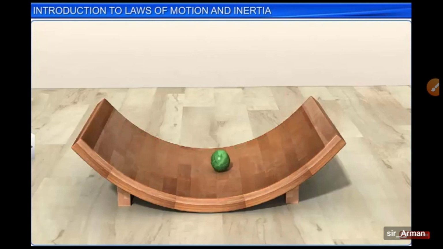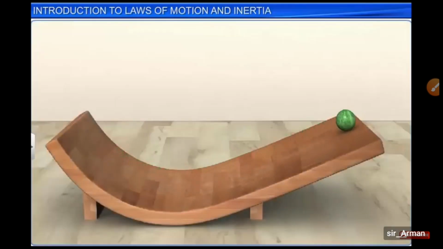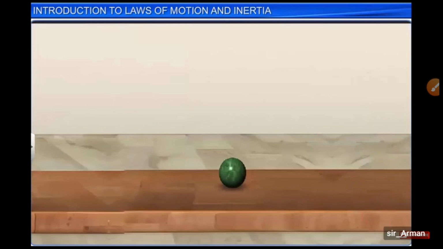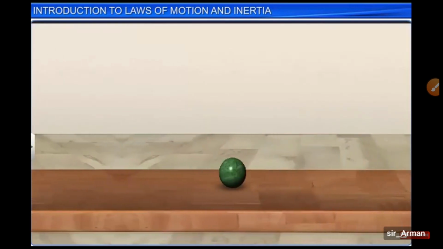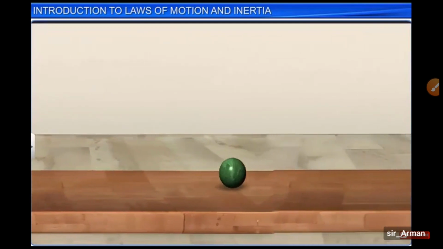Now, if the angle of inclination of the right side plane were gradually decreased, then the marble would travel a further distance to reach the original height. If the right side plane were ultimately made 0, that is, the angle is 0 and it is made horizontal, then the marble would continue to travel forever, trying to reach the same height that it was released from.